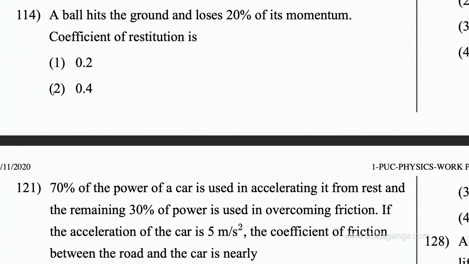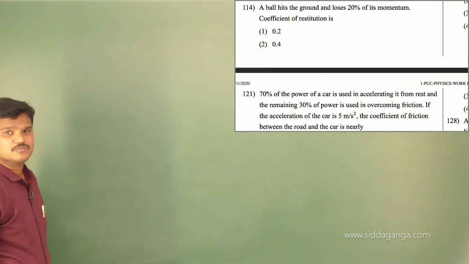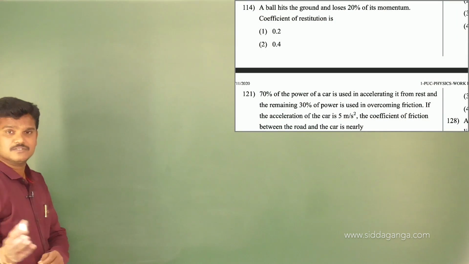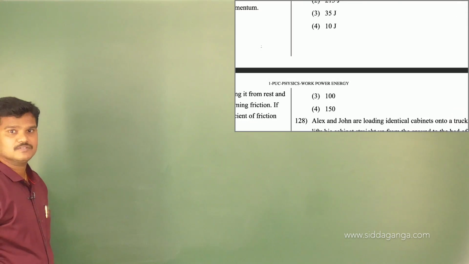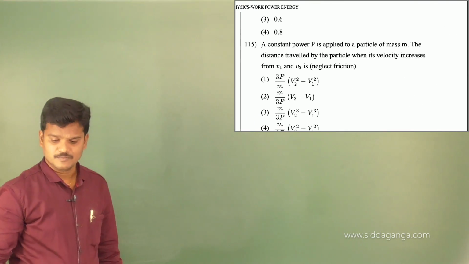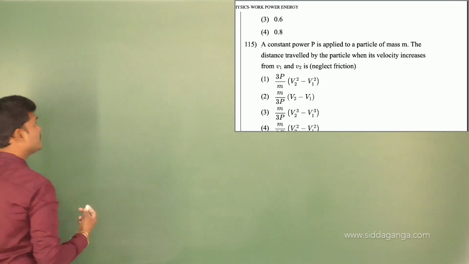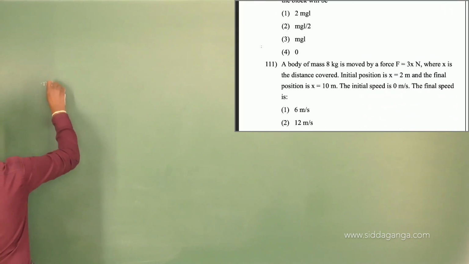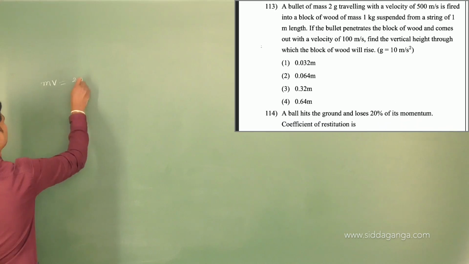Yeah, this is only one step. A ball hits the ground and loses 20% of its momentum, coefficient of restitution. So 20% of its momentum means, show me the other options. See 0.2, 0.4, and the given 0.6 and 0.8. So 20% of the momentum, final momentum, which is equivalent to how much it is?